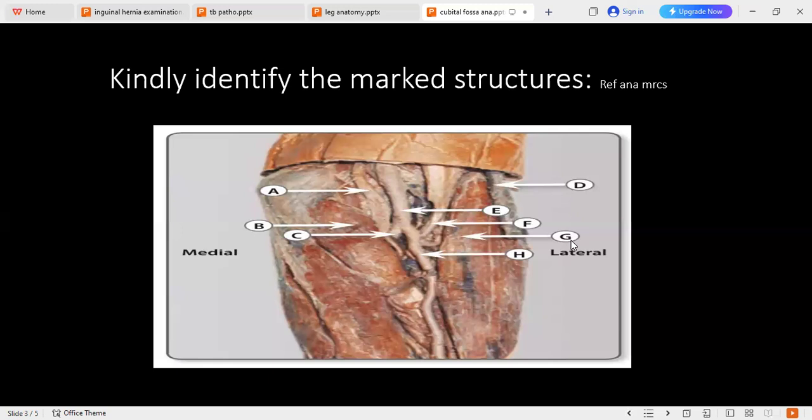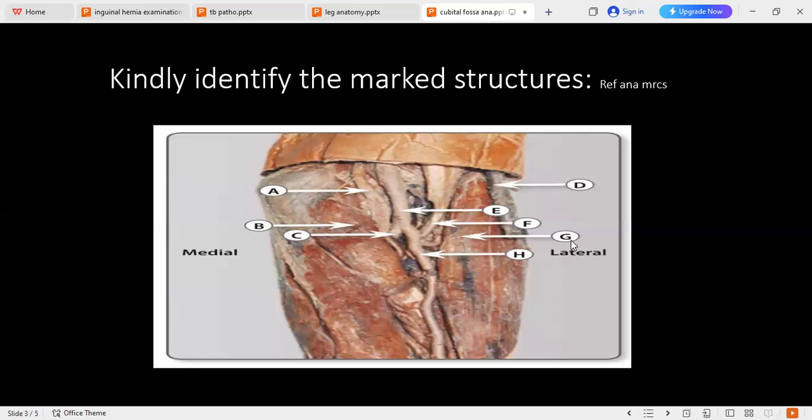Ulna and radius are united by the interosseous membrane. So what is the name given to this type of joint? Pivot type of the synovial joint. No, which one? The superior and inferior radioulnar joints are both pivot type synovial joints, but they are attached through the interosseous membrane. So what is the name for this type of joint? Syndesmosis. Yes, syndesmosis, now you have told me correctly.